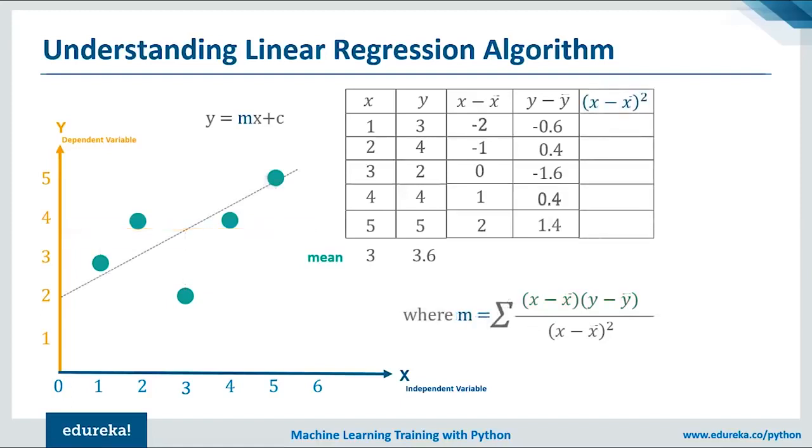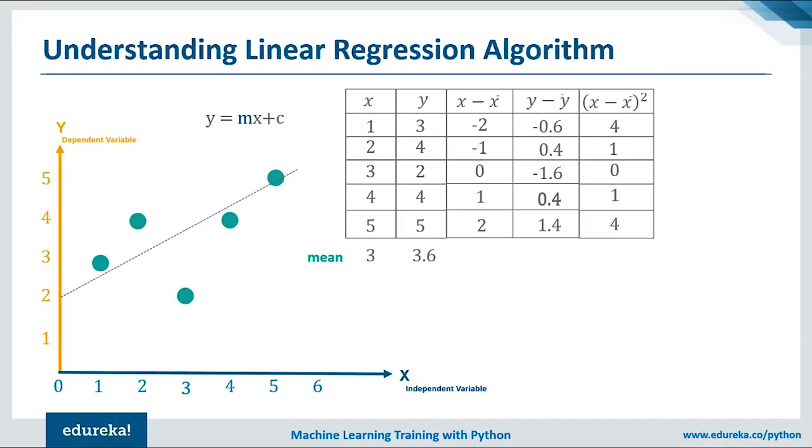Fine. Now next we'll calculate x minus x bar whole square. So let's calculate x minus x bar whole square. So it is minus 2 whole square, that is 4, minus 1 whole square, that is 1, 0 square 0, 1 square 1, 2 square 4. Fine. So now in our table we have x minus x bar, y minus y bar, and x minus x bar whole square.